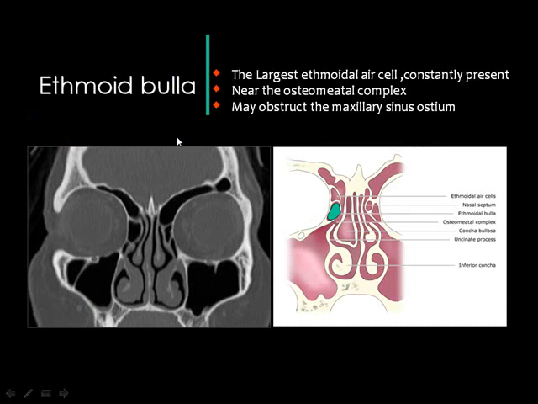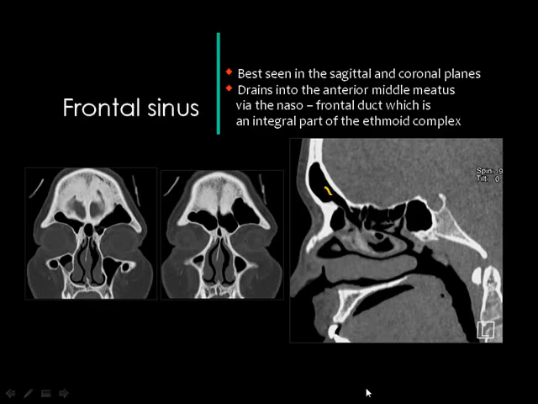Also, you know the ethmoid bulla or the bulla ethmoidalis, which is the largest ethmoidal air cell constantly present near the osteomeatal complex, and this is its anatomic location. And here you can see the region of the ethmoid bulla.